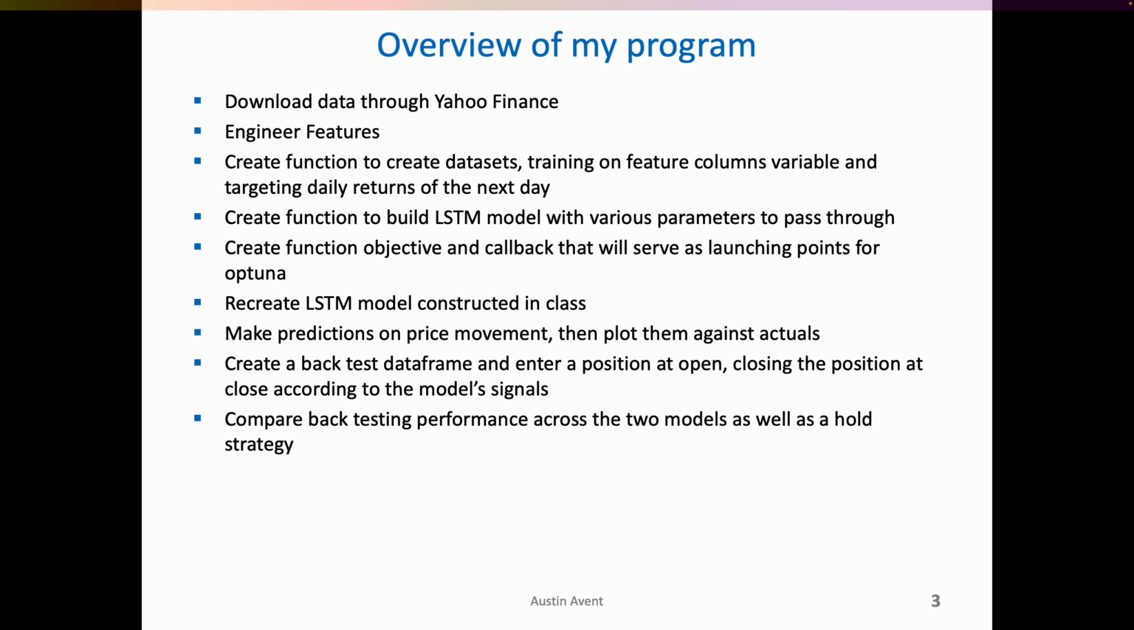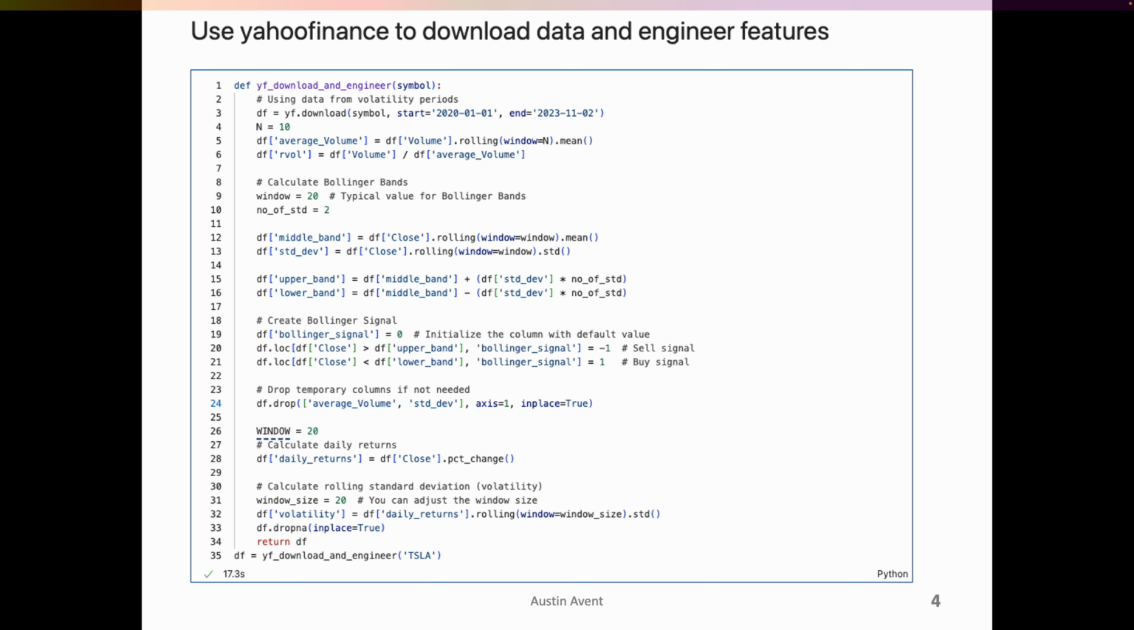I'm downloading data through Yahoo Finance. I'm then creating some features that we're going to train on, and then I create a function that builds an LSTM model, and that function has several parameters. And what Aptuna will do is it'll create a study and pass through different suggestions for those parameters, and it will take a sample of those suggestions and figure out what's working best, and then figure out what to suggest next. So I'll just go through some of my code.